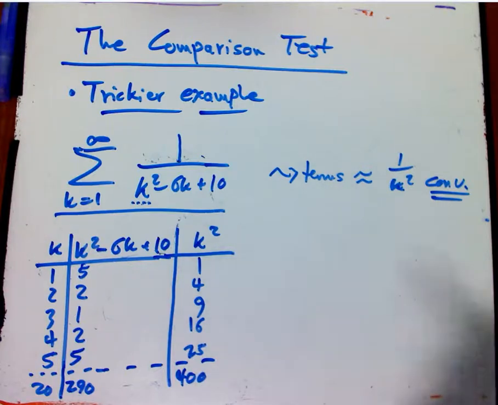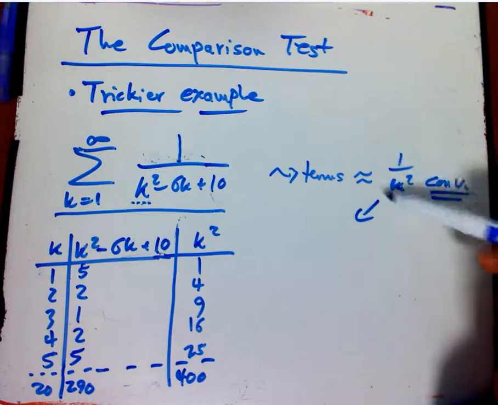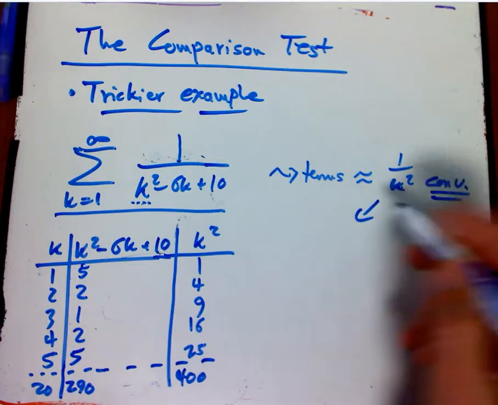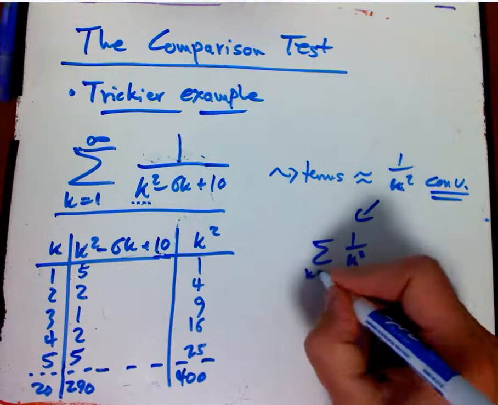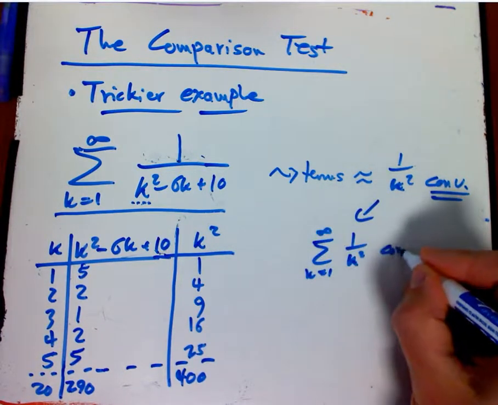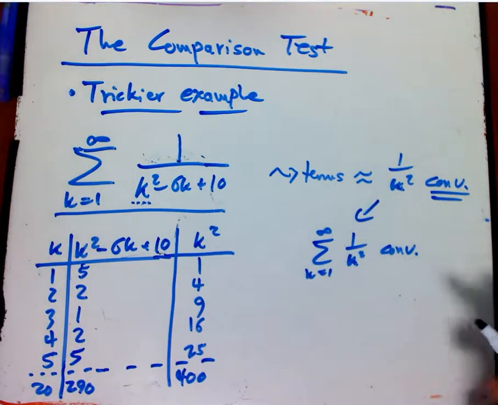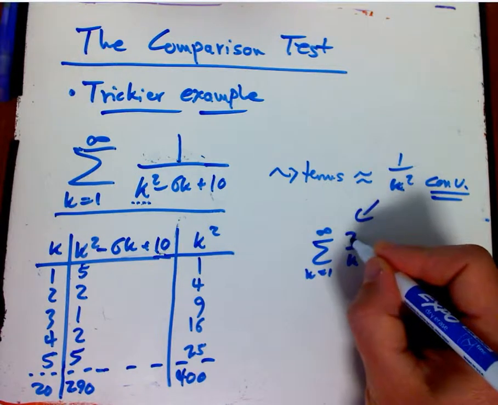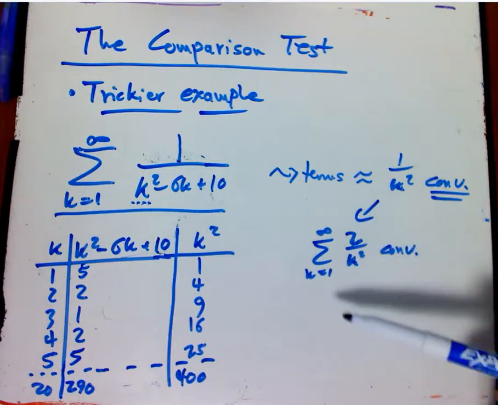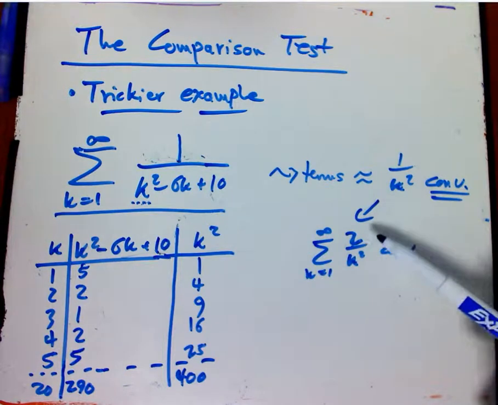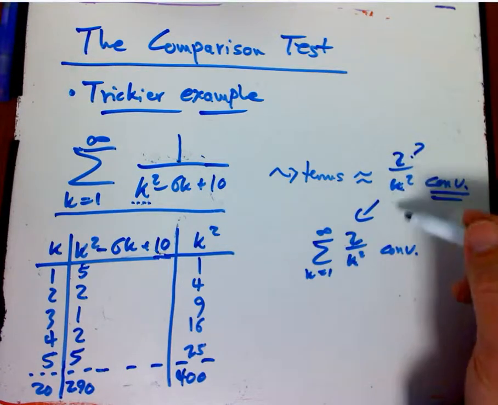Well, here's what we can do. We can say, you know what? Anytime I have a reference sequence whose corresponding summation converges, this is really what I meant, well, that times 2 or times 10 or times 100 also converges. So let's try the 2. That also converges. Any constant multiple never affects convergence. So what I can do is compare it to 2 over k squared. Ooh. Is that going to work?